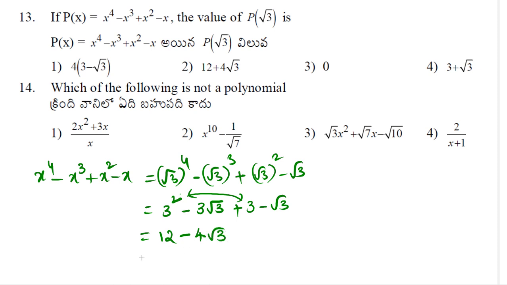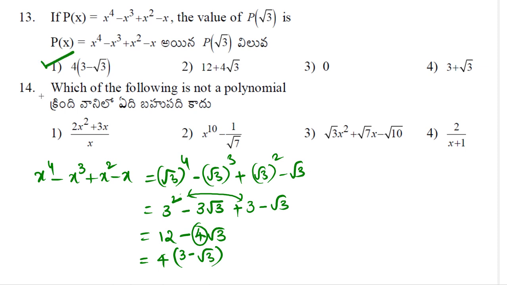We can take 4 as common in these two. If you take 4 as common, 4 times 3 is 12, so we write 3 in the brackets, minus root 3, since the 4 has gone as common. So 4 into 3 minus root 3. That is the correct option. So option 1 is correct.